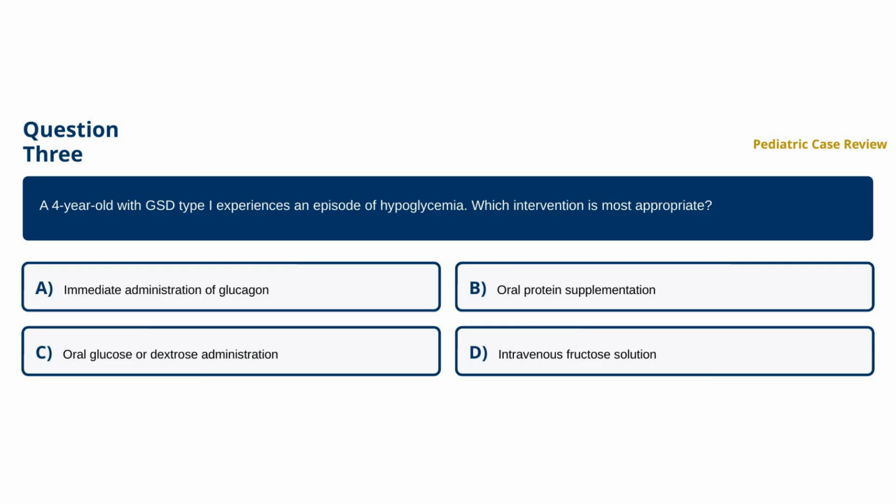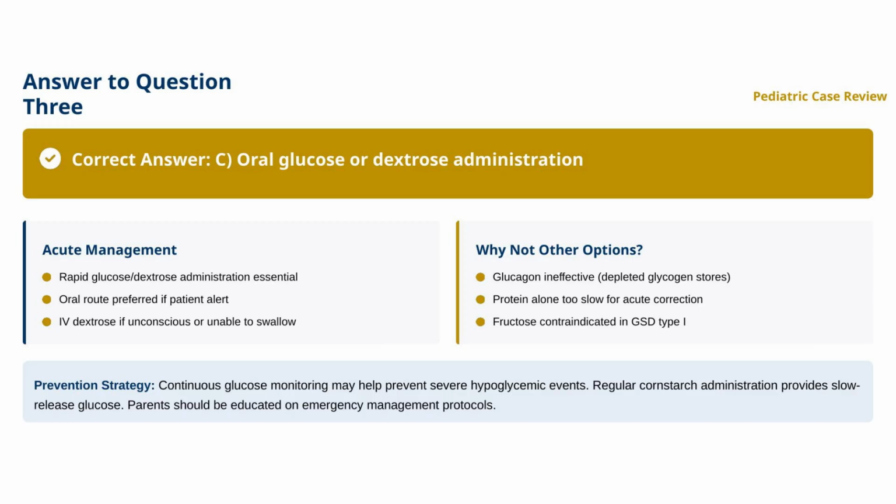Consider the underlying pathophysiology of GSD type 1 and how it affects the body's ability to respond to different interventions during hypoglycemic episodes. Think about which approach would be most effective for rapidly correcting low blood sugar in this specific metabolic disorder. The correct answer is C, oral glucose or dextrose administration.